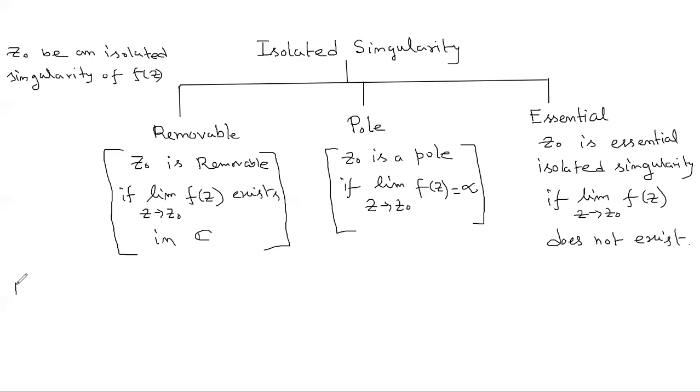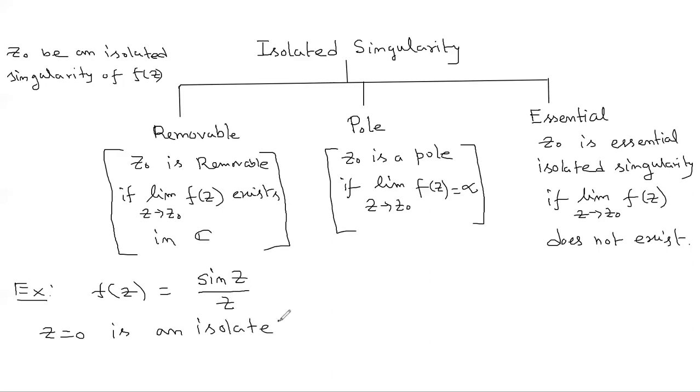For example, if we take f(z) equal to sin z by z, here you can see z equal to 0 is an isolated singularity of the function f(z). So now we have to check what kind of singularity it is, whether it is removable, a pole, or an essential singularity.